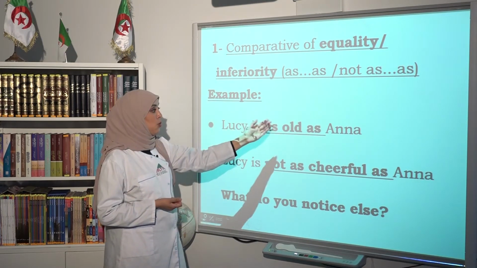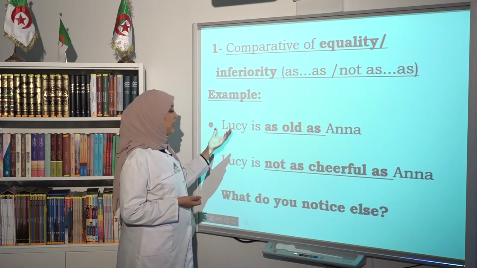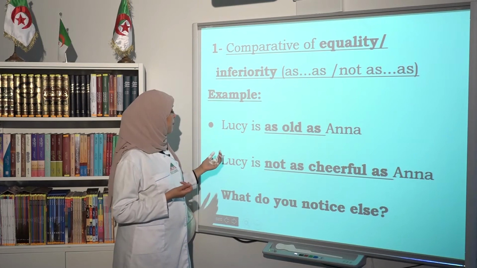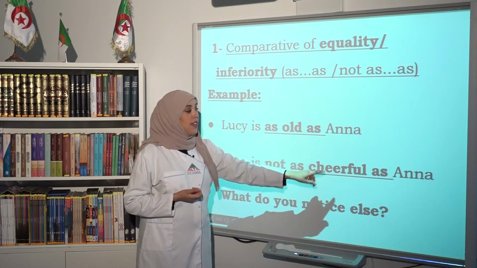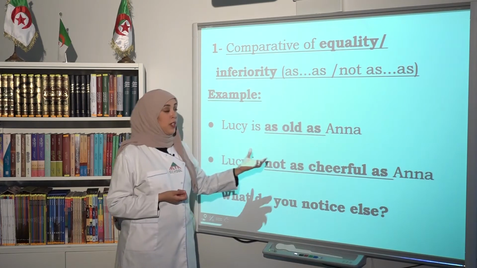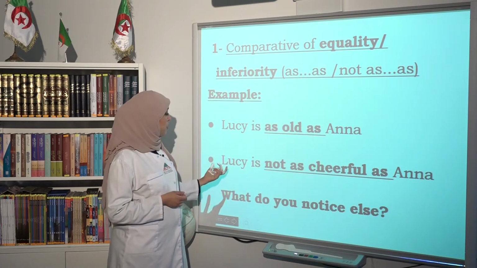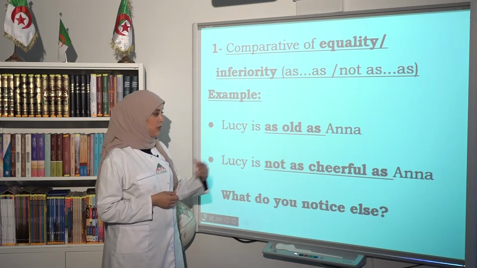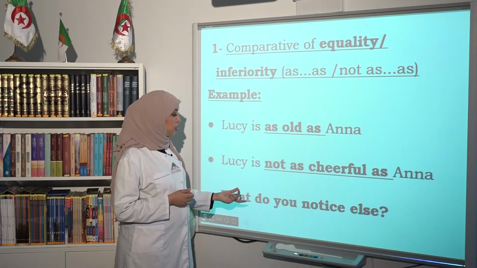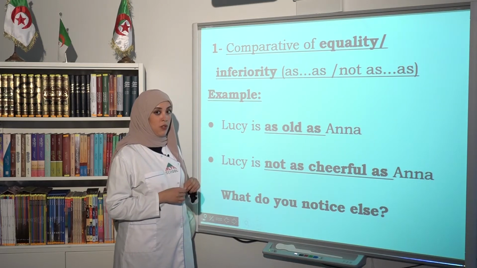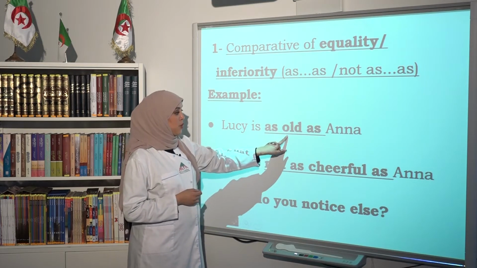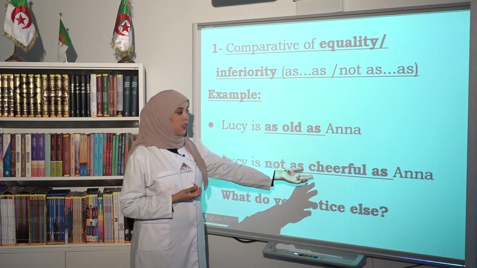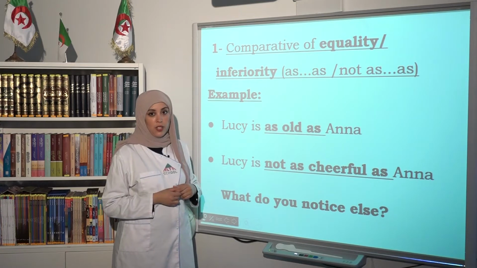Lucy is as old as Anna. What does it mean? It means both Lucy and Anna are the same age. Let's say 13. Lucy is not as cheerful as Anna. This one expresses inferiority. So if we compare Lucy to Anna, Anna is more cheerful than Lucy, always in a happy mood. There is something else to notice here. Here I have a short adjective and here a long adjective. It doesn't matter. I can have a short adjective and a long adjective as well.